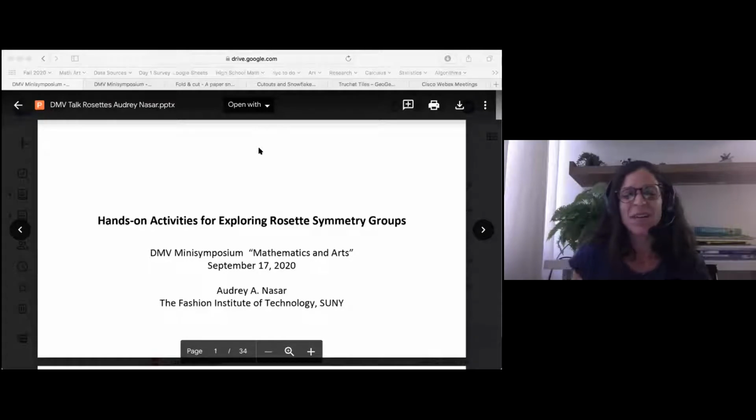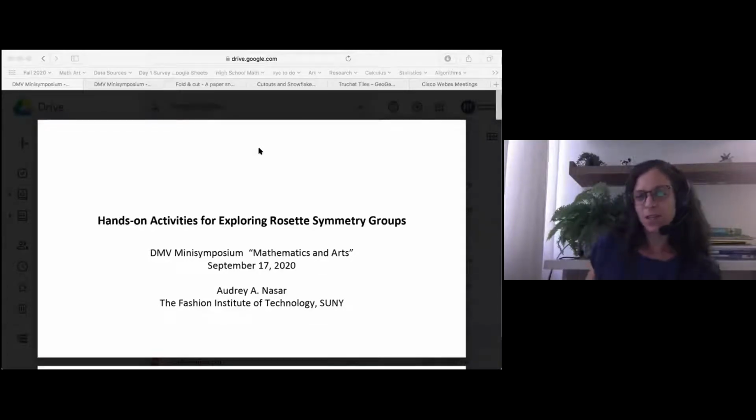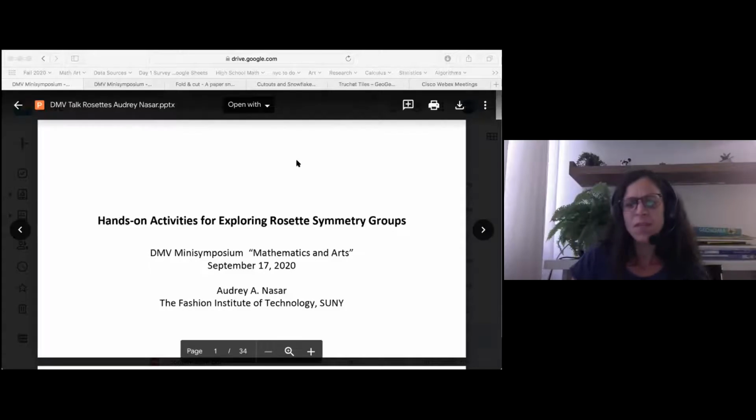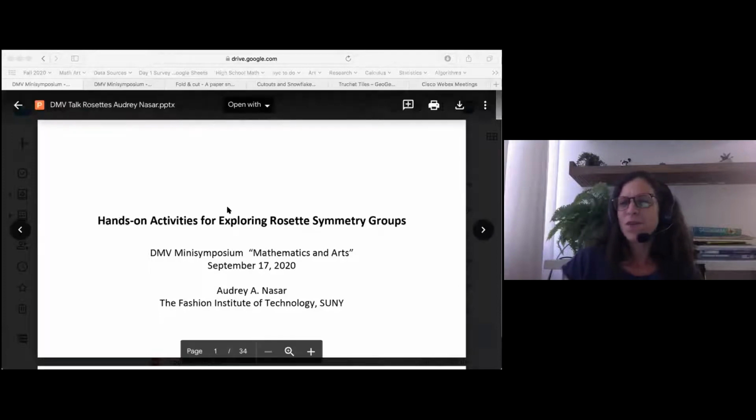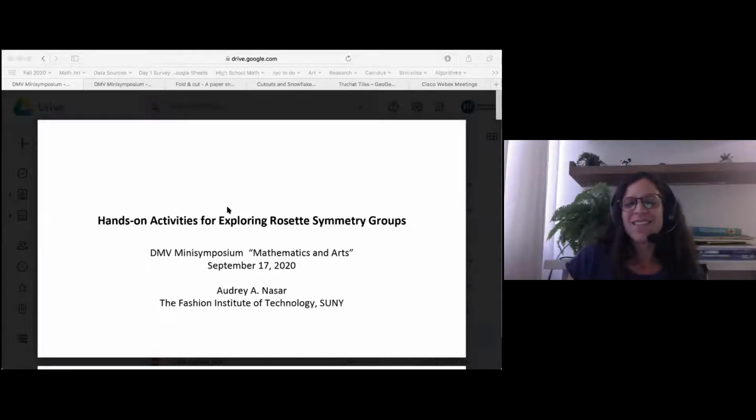So I'm going to talk about hands-on activities for exploring rosette symmetry groups. Specifically, one is going to be on making cutouts with the aim of creating snowflakes. And then the other one, which I probably won't have too much time to talk about, is Truchet rosettes.